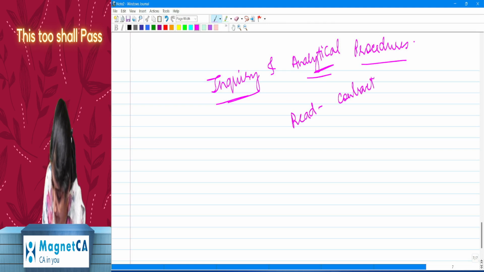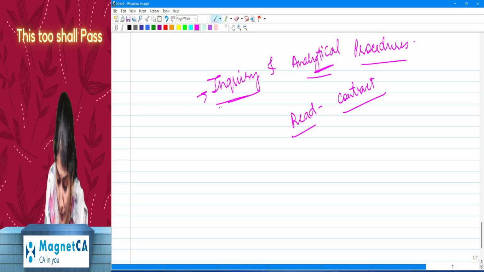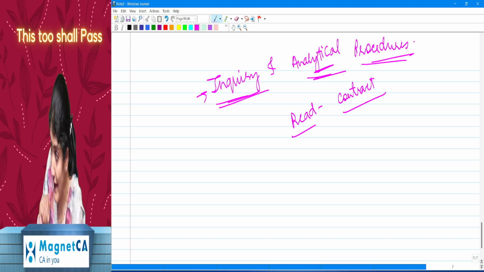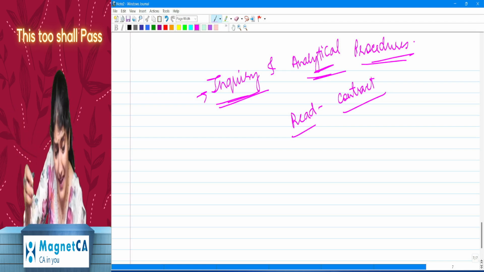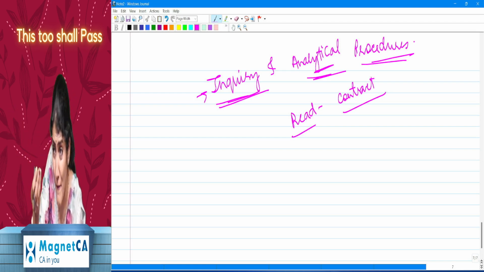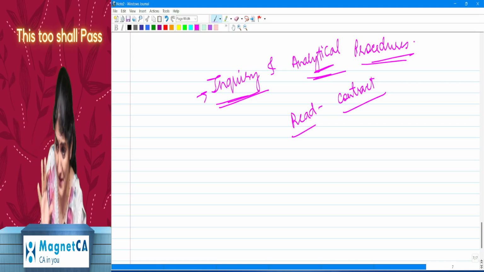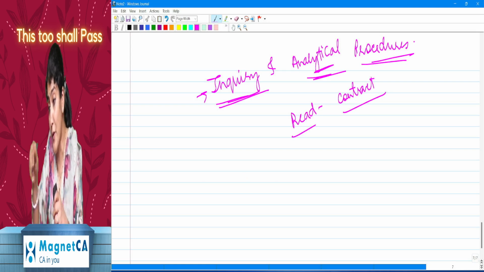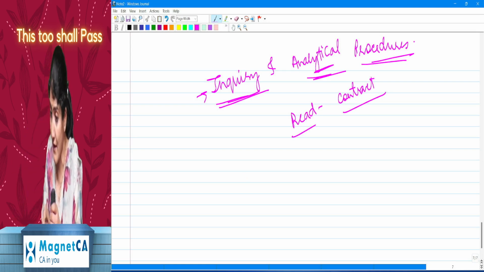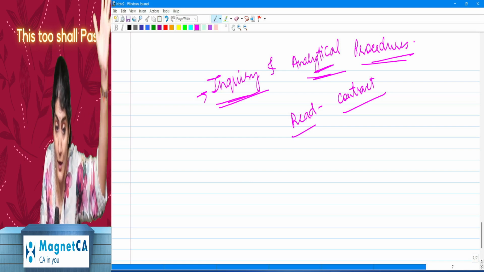Now, when I read the contract, what has happened? I have done inspection. In a review, you're mainly supposed to do only inquiry and analytical procedures, but on an exception basis, somewhere I have to do inspection, or somewhere I have to get a confirmation from a third party. Does that change my objective of review if I do a little bit of inspection here and there? They say, now you did inspection, now it has become audit.